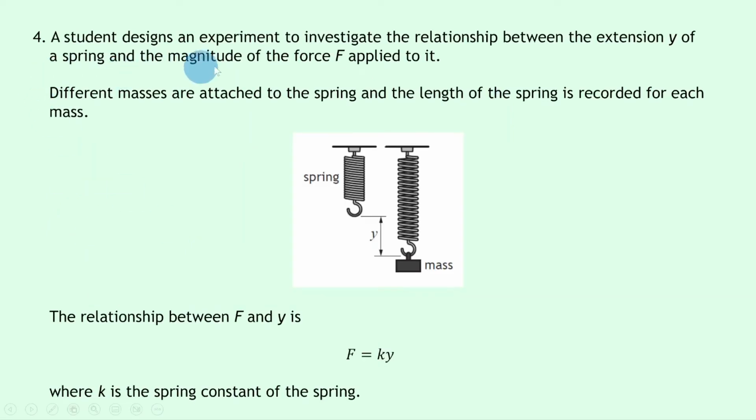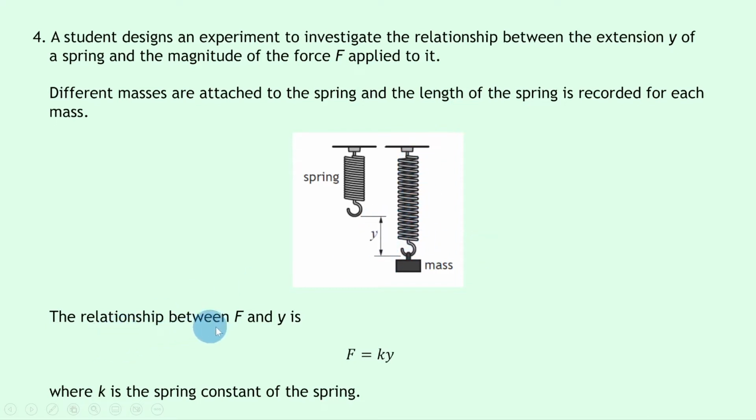Question 4 says a student designs an experiment to investigate the relationship between the extension y of a spring and the magnitude of the force F applied to it. Different masses are attached to the spring and the length of the spring is recorded for each mass. So here's the spring in its rest position before it's been extended, and then by adding a mass to the hook part of the spring here, it's going to cause the spring to extend by this distance y.